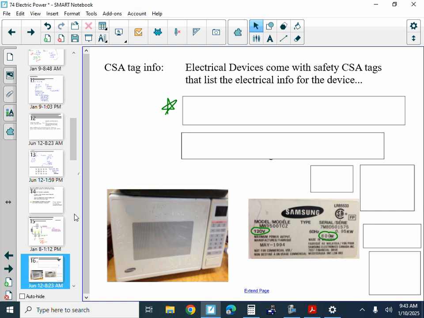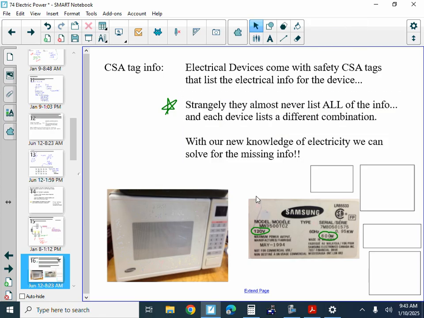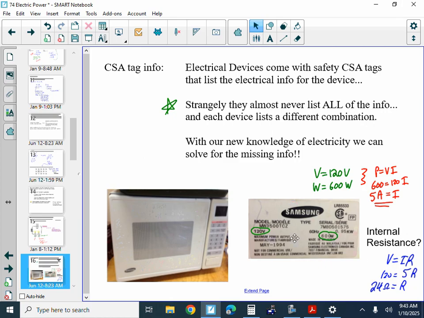But there we go. Something that's neat is the CSA tags for all devices in Canada. Canadian Standards Association, something like that. I forget what it stands for. But CSA tags have a listing of information about the electricity uses and requirements and so on. And the neat thing is that they're always missing one little piece of information, right? So this one lists the voltage and the wattage and doesn't list the amperage, right?